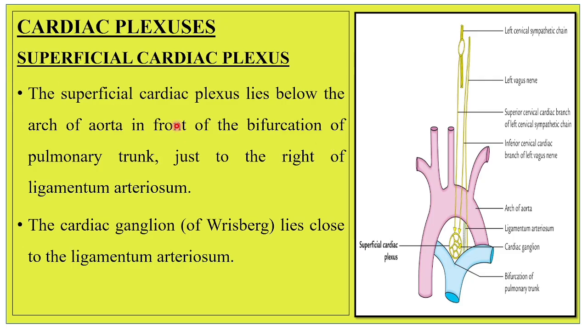Coming to the cardiac plexus, the first classification is the superficial cardiac plexus. This lies below the arch of aorta, in front of the bifurcation of the pulmonary trunk, and just to the right of the ligamentum arteriosum. You can see here the ligamentum arteriosum is present near the superficial cardiac plexus, and the cardiac ganglion lies closest to the ligamentum arteriosum. So your superficial cardiac plexus is situated nearer, on the right side, to your ligamentum arteriosum.